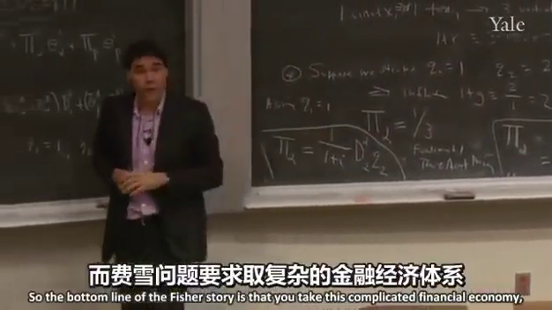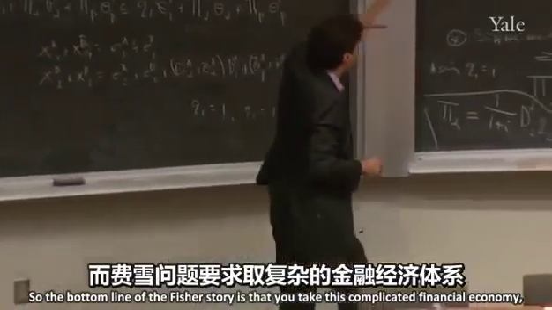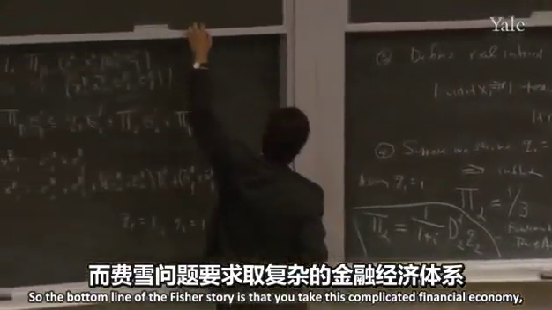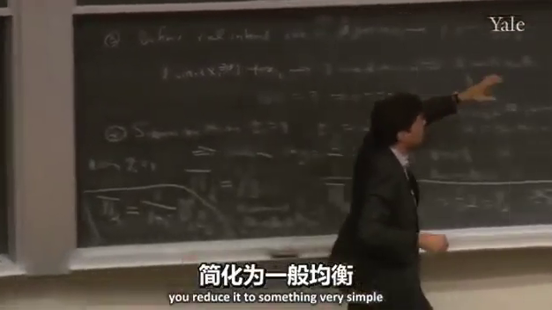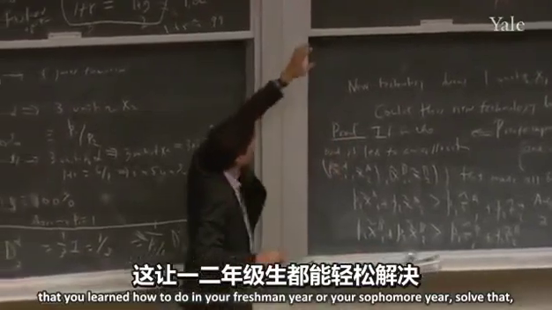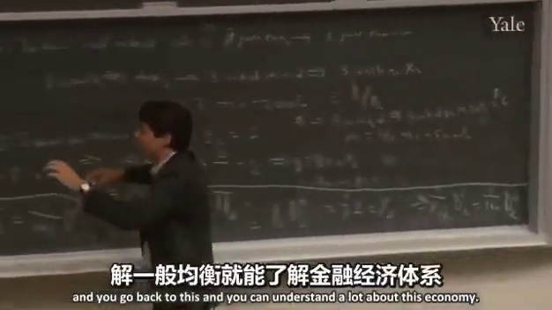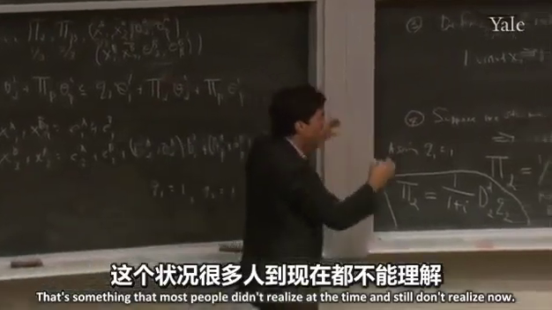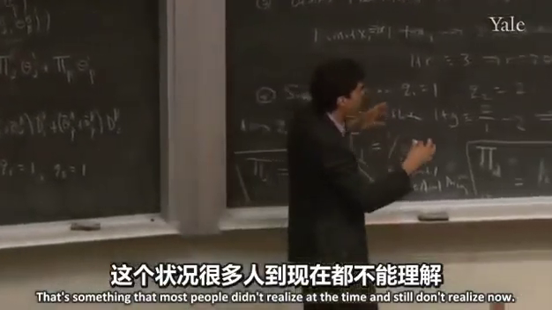But anyway, the bottom line of the Fisher story is that you take this complicated financial economy, you reduce it to something very simple that you learned how to do in your freshman or sophomore year, solve that, and you go back to this and you can understand a lot about this economy. That's something that most people didn't realize at the time and still don't realize now.